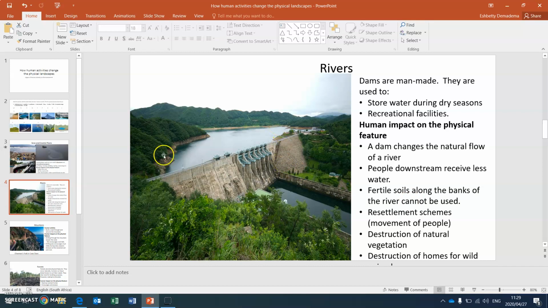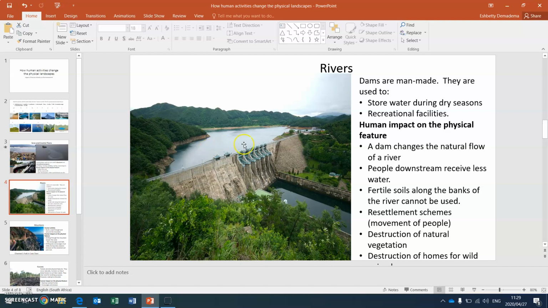And as we build these dams here, we need to move some people. Okay? Yes, we are looking after our own needs at the expense of other people's needs. So we need to move people. This is where resettlements come in. So the people who used to stay around this area have been forced to move to other areas because we want to build a dam there.